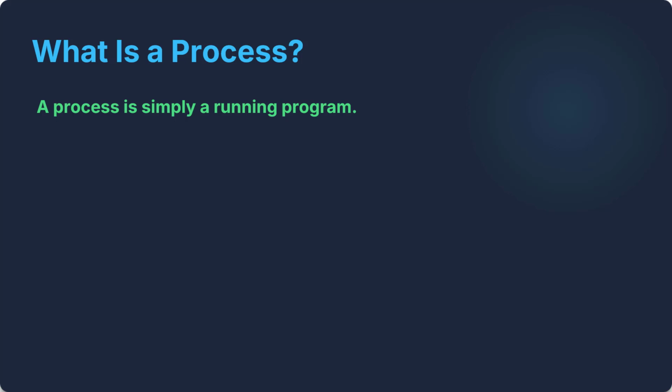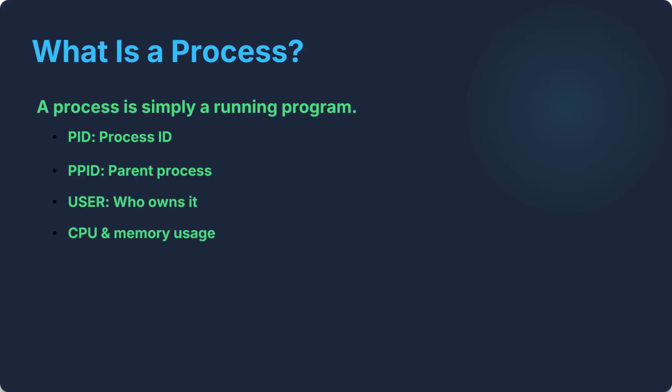When you open a file, start an Nginx service, or run a script, Linux creates a process at the backend. Every process has a PID, that is a process ID, a PPID, that is a parent process ID, the user who owns it, and the CPU and memory used. Linux sees everything as processes. Let's see processes in action.